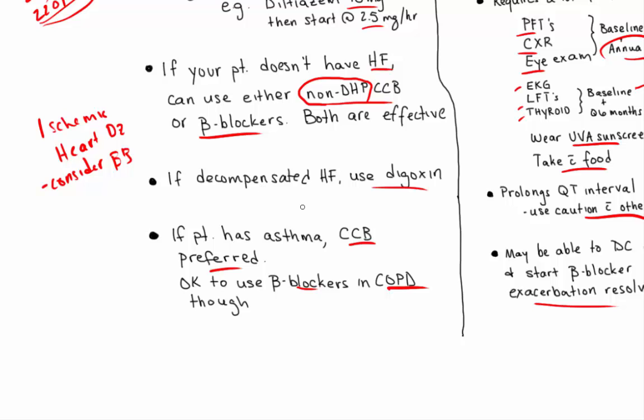So now that we've covered the rate-controlling agents, let's go ahead and move on to part 7, and we're going to talk about how to assess the stroke risk in your patient.